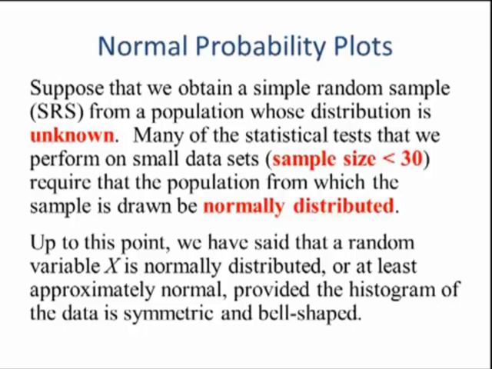Many of the statistical tests that we perform on small data sets, sample size less than 30, require that the population from which the sample is drawn be normally distributed. Up to this point, we have said that a random variable x is normally distributed, or at least approximately normal, provided that the histogram of the data is symmetric and bell-shaped.